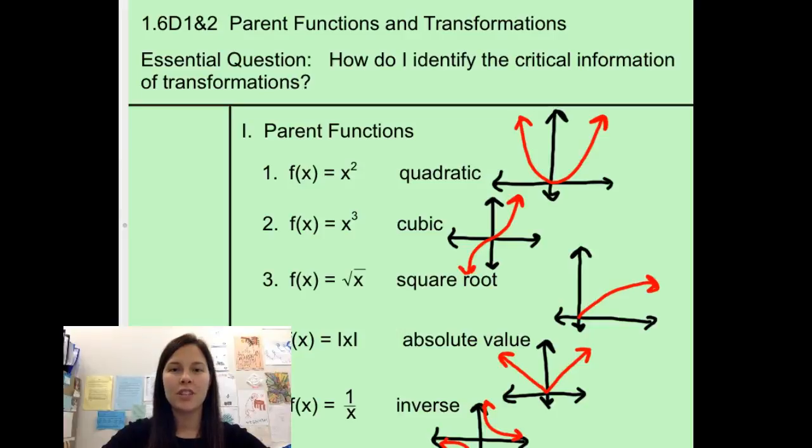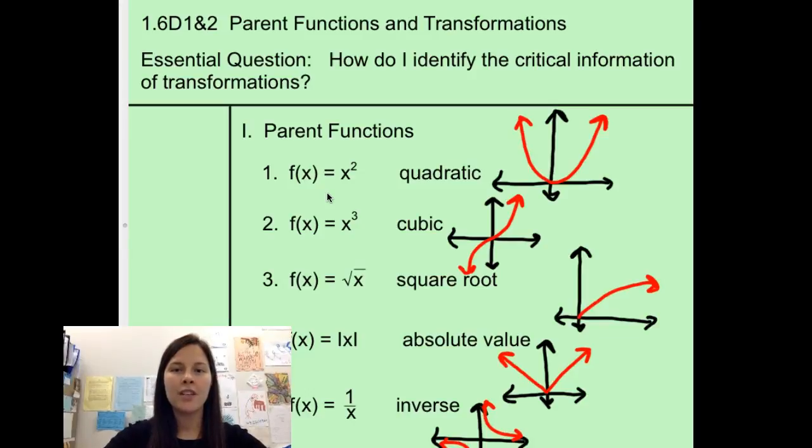In this section, we're going to try and understand all of the different transformations that can occur to parent functions, as well as what all of those parent functions are. So we're going to start off with the equation, name, graph, domain, and range for all of the parent functions.